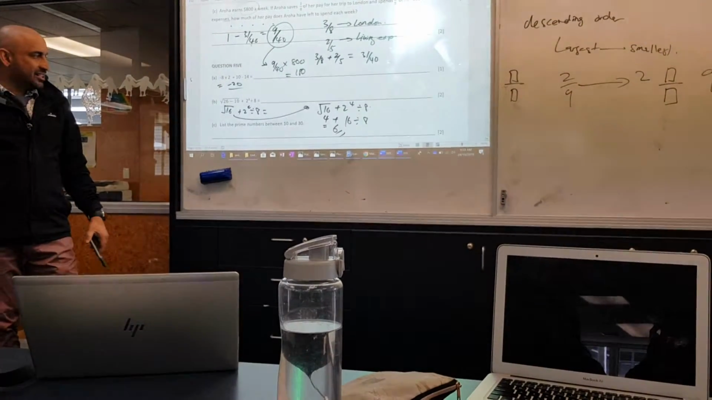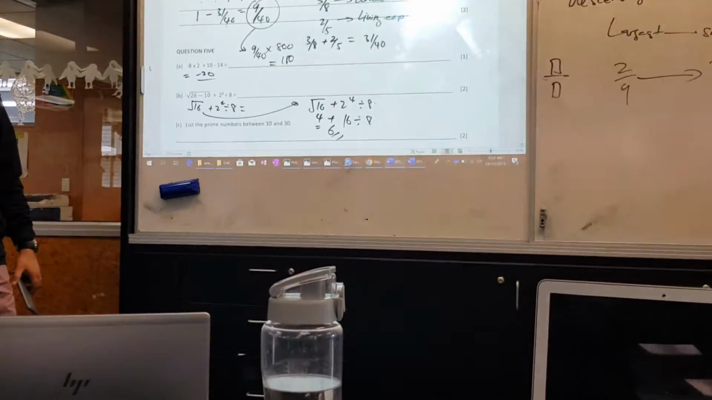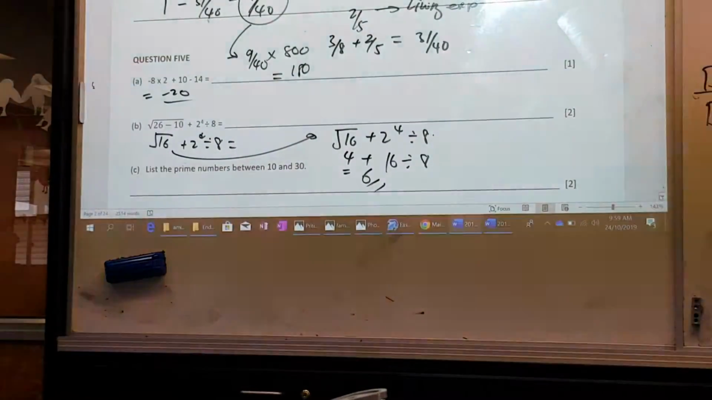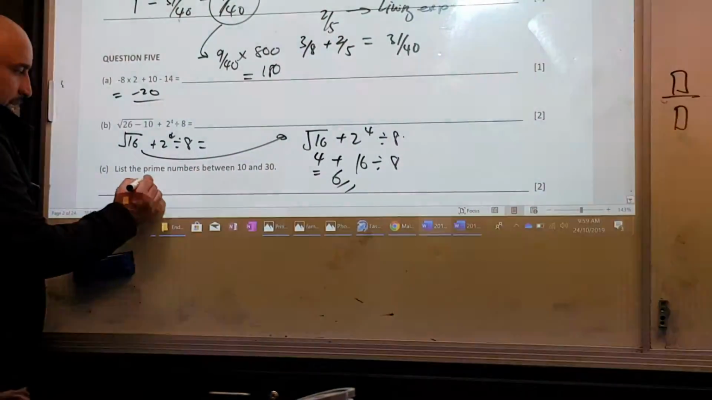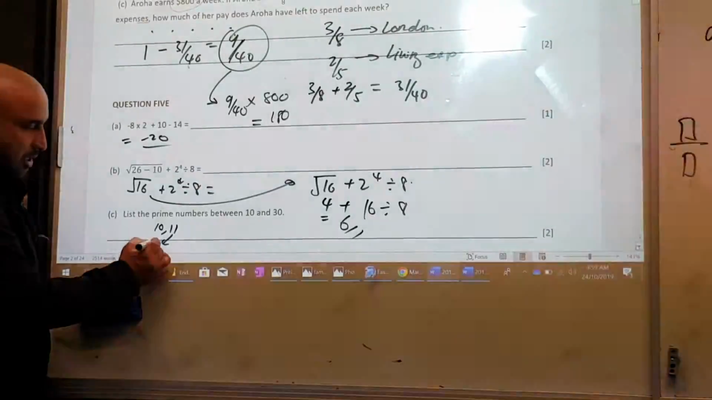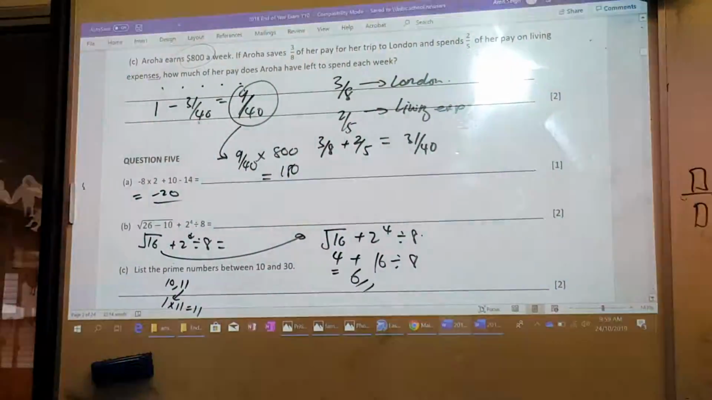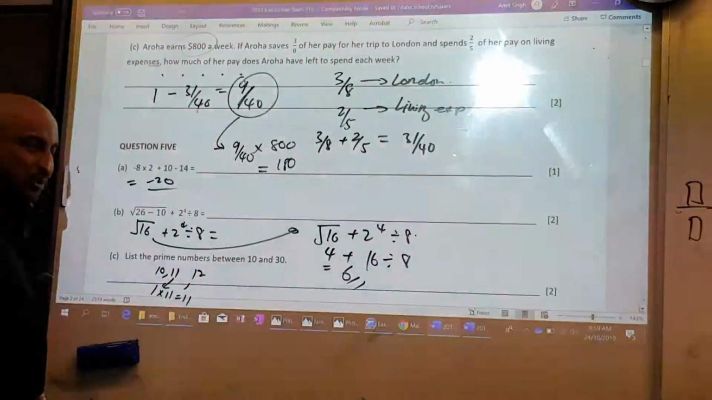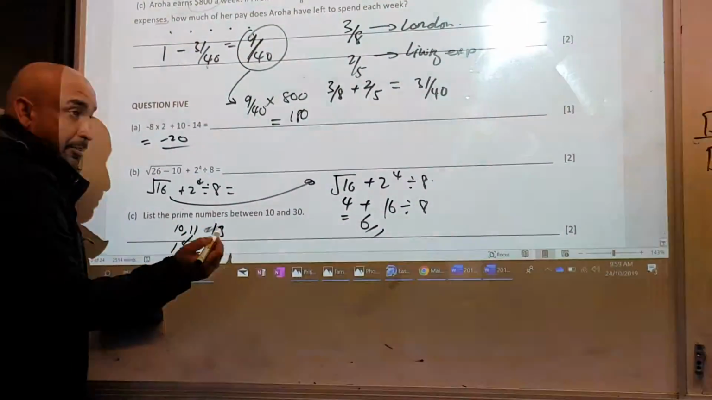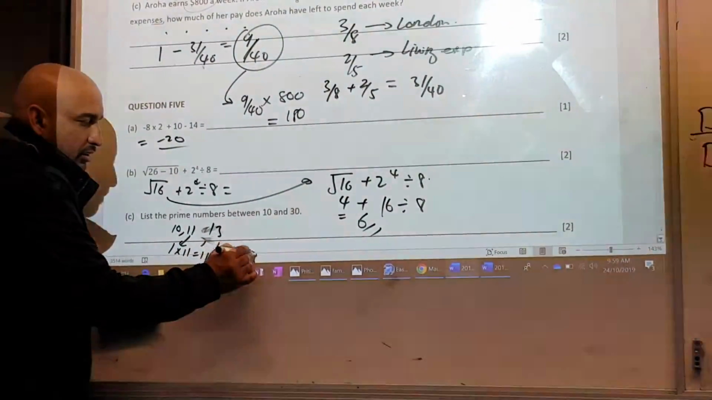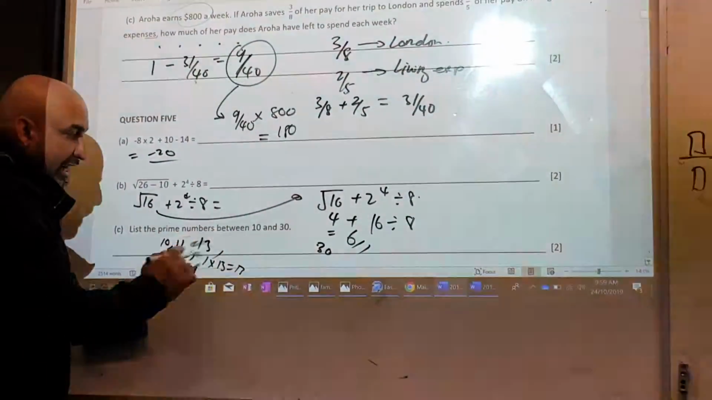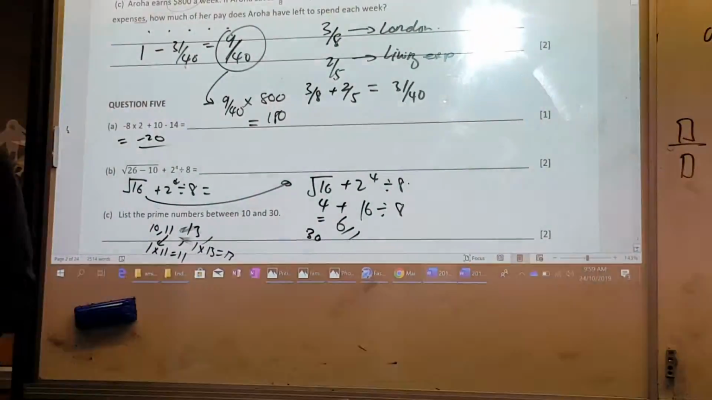Yeah. Last one, list the prime numbers between 10 and 30. So what is a prime number? A prime number is a number that has only 1 and itself as factors. Like 10. 10 is not a prime, it is composite. 11 could be a prime number, because 1 times 11 is 11. 12 is not a prime number because 1 times 12 is 12, and 3 times 4 is 12. How about 13? 13 is a prime number because 1 times 13 is 13. And so on. You have to stop around 30. Any prime number between 10 and 30, that's what you have to list. Okay, guys?